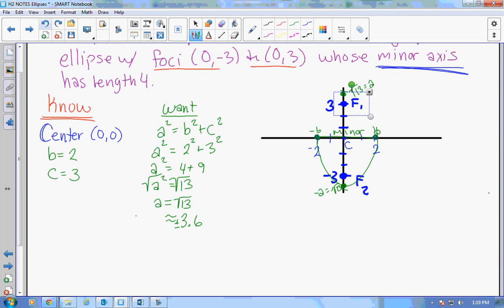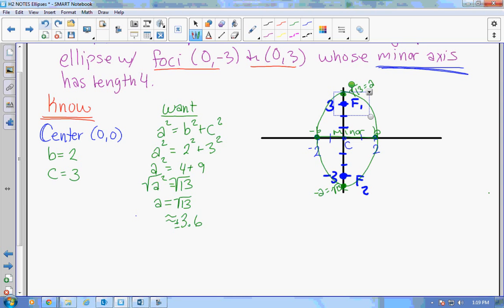Round it out so it looks like an ellipse. There you go. Okay, so it says find the equation. Oh, we need to do the equation too, and sketch. So we've done the sketch part. Now we should be able to write the equation since we found a, b, and c.